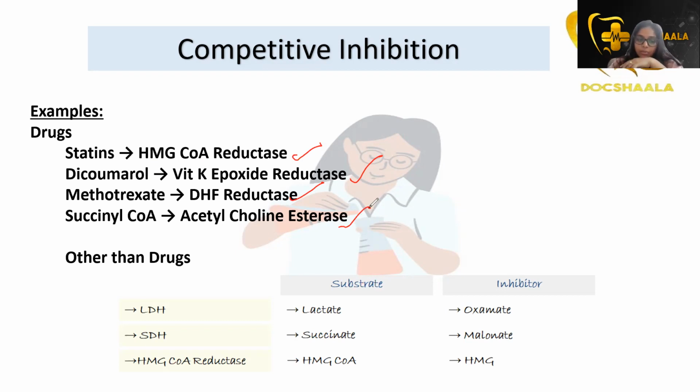Other than drugs, for LDH the substrate is lactate and the inhibitor is oxamate. For SDH the substrate is succinate and the inhibitor is malonate. For HMG-CoA reductase, the substrate is HMG-CoA and the inhibitor is a statin. So you have to learn all these by heart.